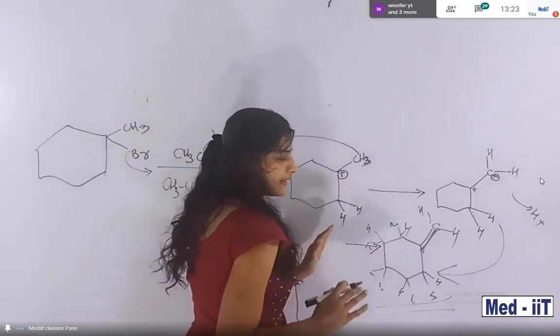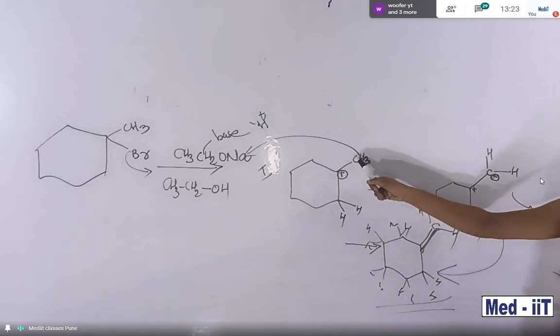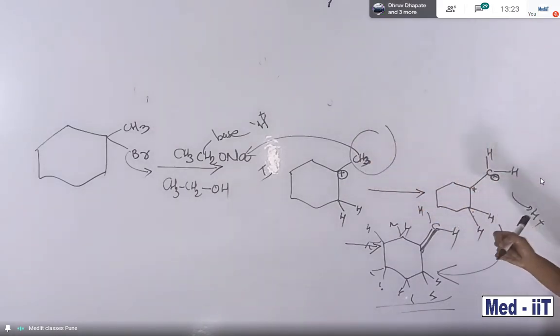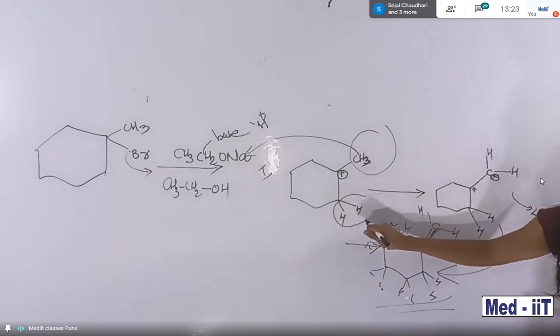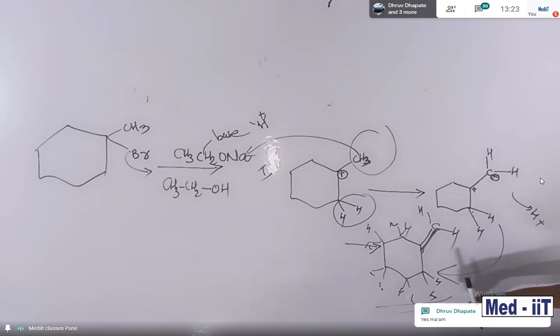This means there are two possibilities, students. First of all, I can eliminate a proton from this side, and then another chance, I can eliminate it here also. This much understood, students? Yes or no? Woofer and Sejal, tell me. Dhruv, yes or no, this much?